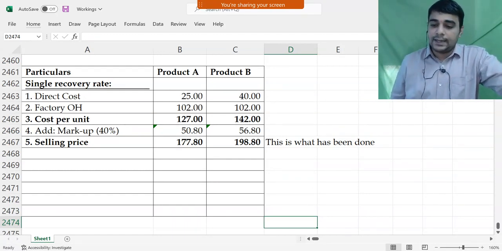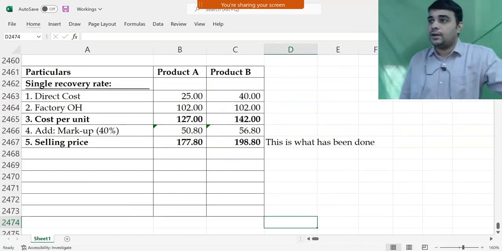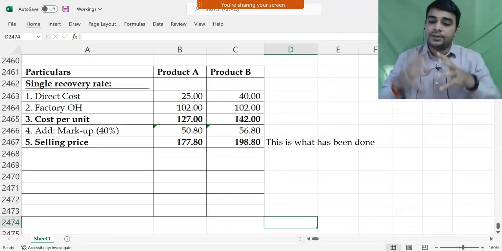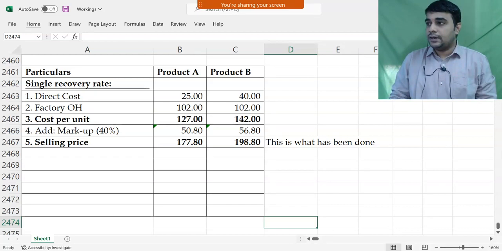Why is this not the right price? Because the ideal way is to go with department-wise recovery rates. If you follow a single recovery rate, you are not taking into consideration the cost of each department separately. Any doubts on the single recovery rate part?